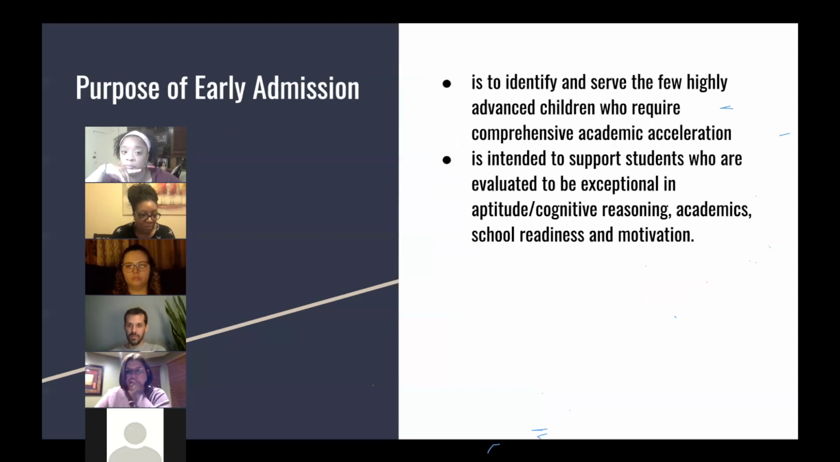The purpose of our early admissions process is to identify and serve the few highly advanced students who require this comprehensive academic acceleration. So we need to think through that multiple measure, comprehensive way to use those multiple data points to arrive at a decision for students who may be eligible. It's also intended to support students who are evaluated to be exceptional in aptitude, cognitive reasoning, academics, school readiness, and motivation, which we find are key factors in student success, especially if we're thinking about moving on to a grade that's different from the one their chronological age dictates.